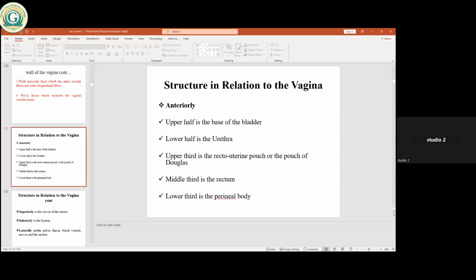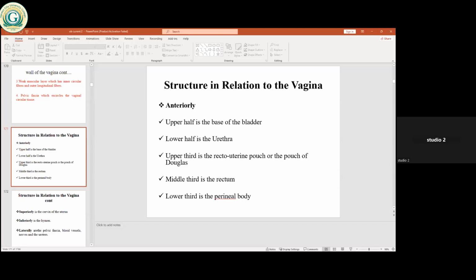Let me repeat again. Anterior has two relations. The base of the bladder and the lower half is the urethra. Then posterior, you have the pouch of Douglas, then you have the rectum, and then the last part of it, you have the perineal body.